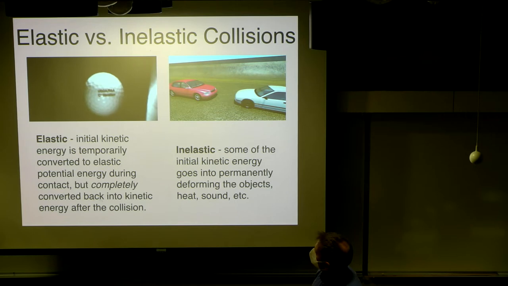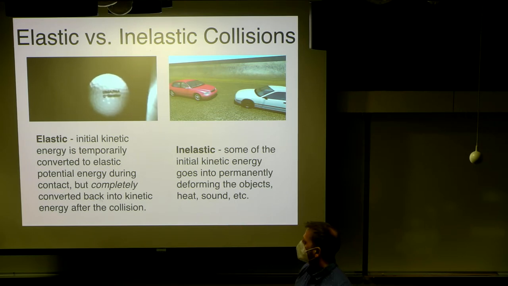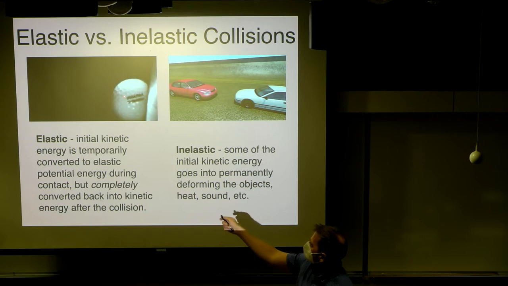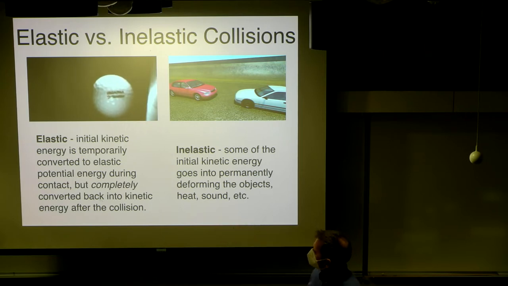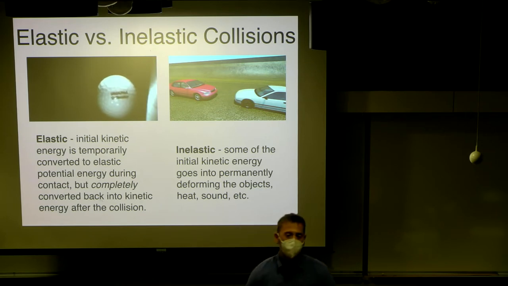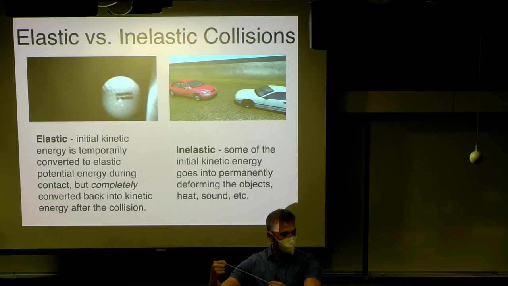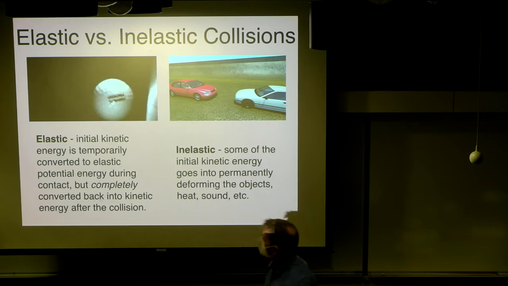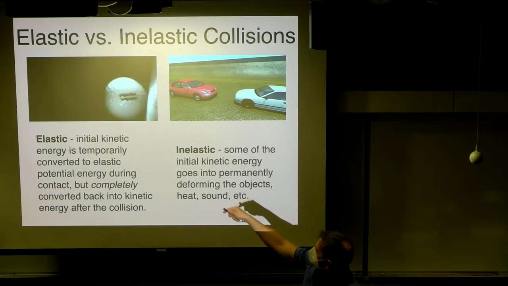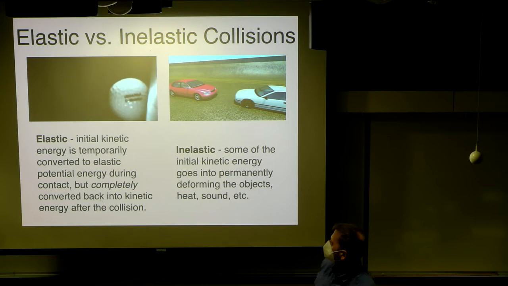So if we take a closer look at what's going on during the collision, you had kinetic energy coming in. It's actually temporarily converted to a type of energy which we call elastic potential energy. It's the same type of energy that's stored in a band when you stretch it like this, but it goes right back to kinetic energy after it's done bouncing off the wall, okay? So that would be an elastic collision.